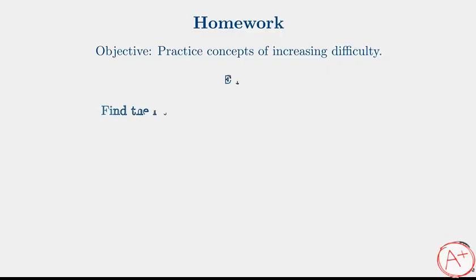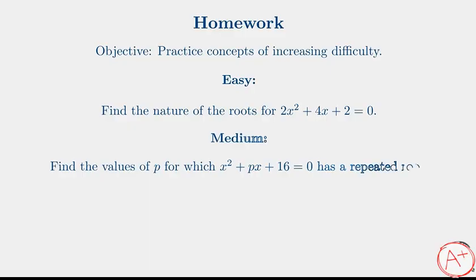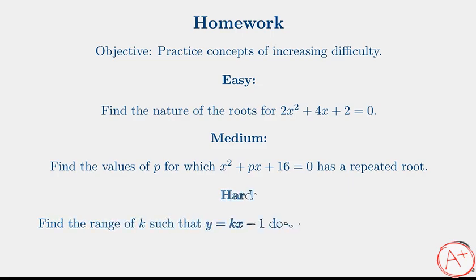Question 1. Determine the nature of the roots for the quadratic 2x² + 4x + 2 = 0. Question 2. Find the possible values of the constant p for which the equation x² + px + 16 = 0 has a repeated root. Question 3. Find the set of values for the constant k such that the line y = kx − 1 does not intersect the curve y = x² + 2x. Pause the video now.